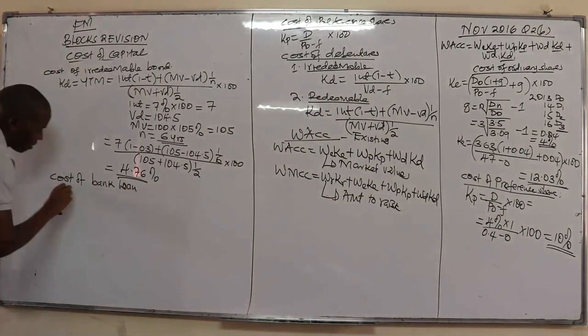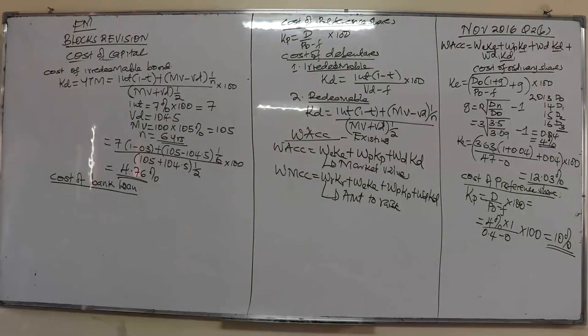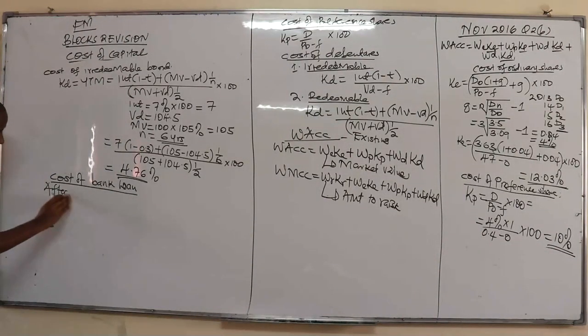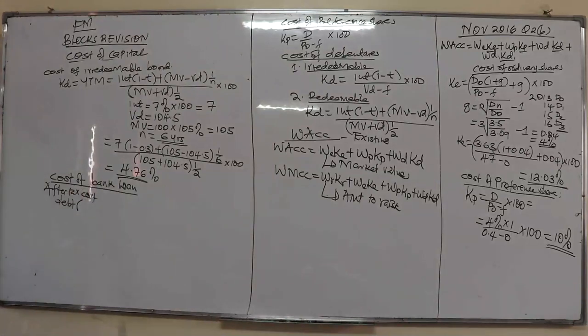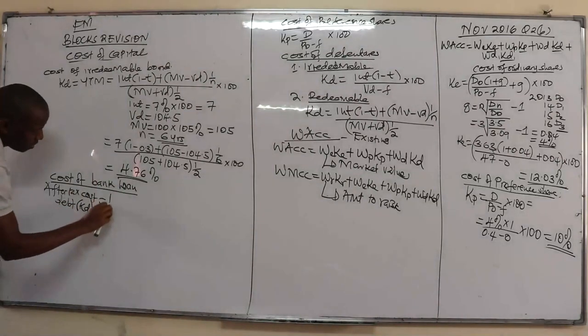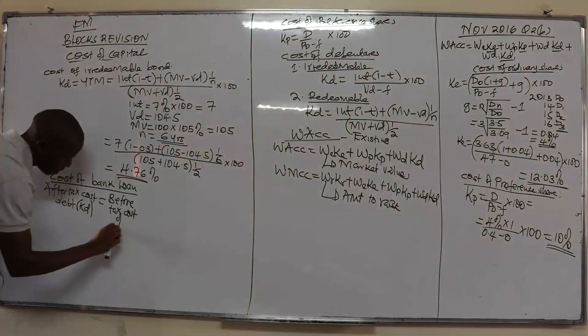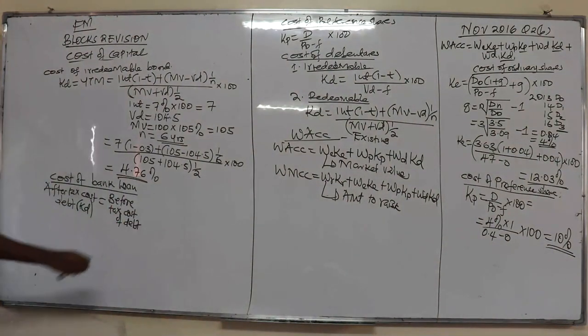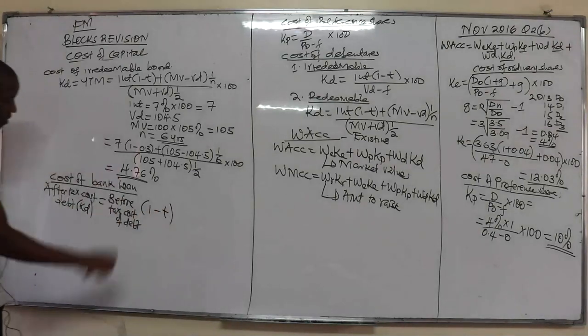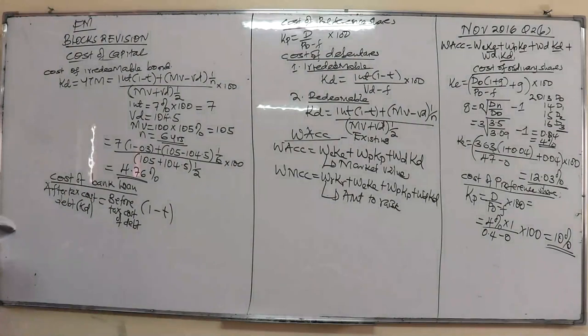Cost of the bank loan. So to get the cost of the bank loan in this case, we normally say that the after tax cost of debt, which is the KD, will be given by before tax cost of debt, 1 minus tax.